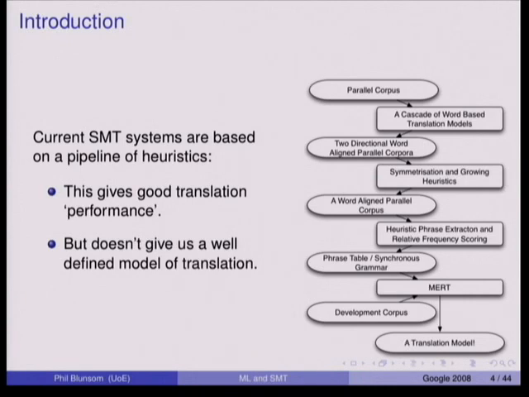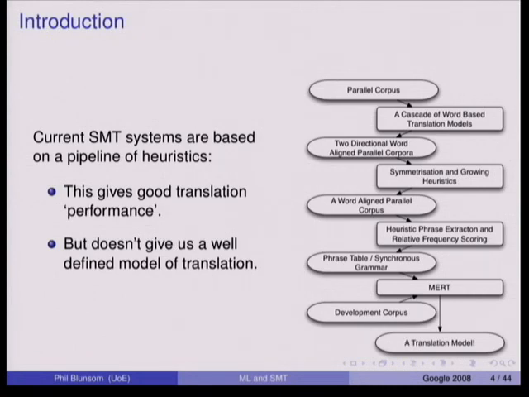Then we have heuristics for taking those alignments, adding extra points, combining them, until we end up with a phrase table, or a grammar in the synchronous grammar sense. Okay. So then we have more heuristics for scoring those phrases. We throw the lot into a minimum error rate training regime, and at the end we have a translation model. And although this works and gives us the state of the art for machine translation, it doesn't really give us a well-defined model of translation in a probabilistic sense or in a machine learning sense.